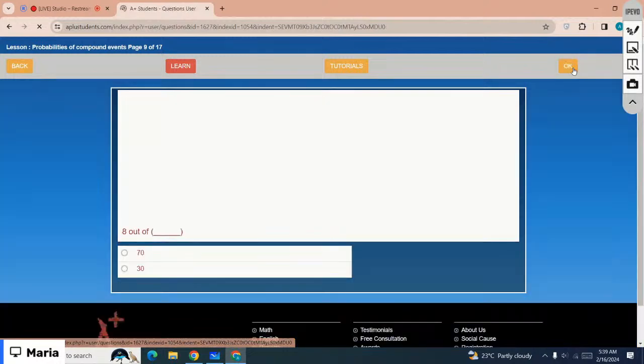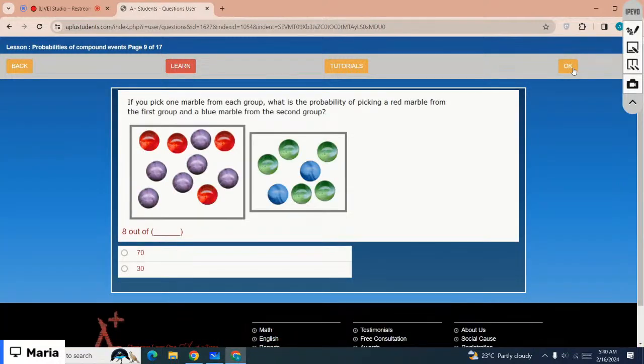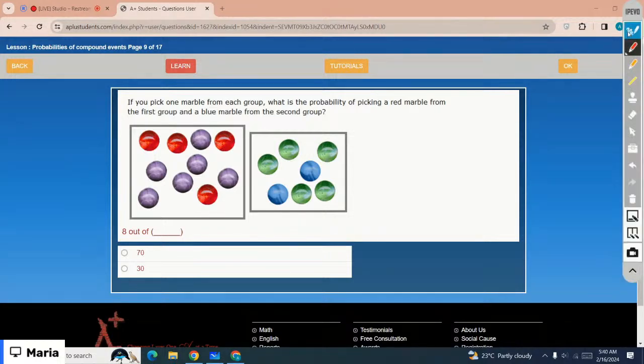Okay, got it. If you pick one marble from each group, what is the probability of picking red marble from the first group and picking blue marble from the, okay, let's see. The probability of picking red from the first group is 1, 2, 3, 4. That is 4 over 10. Probability of picking blue here is 2, 3, 4, 5, 6, 7. That is 2 over 7, right?